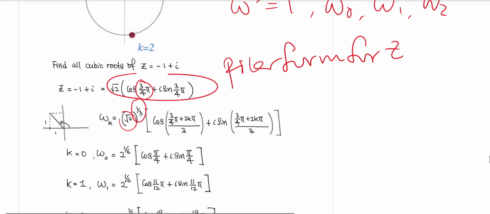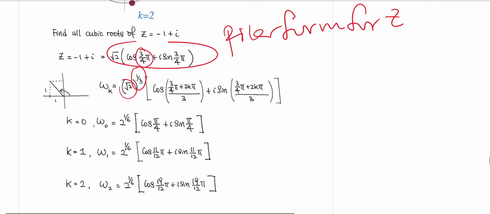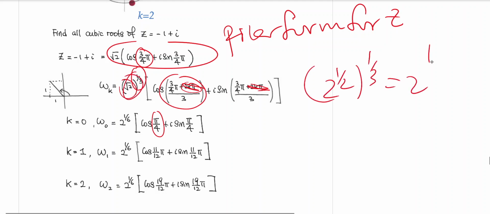You take the first one with k equal to 0. Then this will be 0, and this will give you pi over 4. This gives you 2 to the power 1 over 2 raised to the power 1 over 3, so this will be 2 to the 1 over 6. That's how you get this. And these two angles will be the same, so you have pi over 4 and pi over 4.